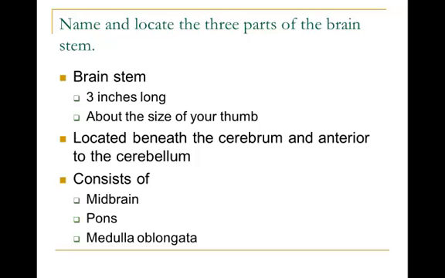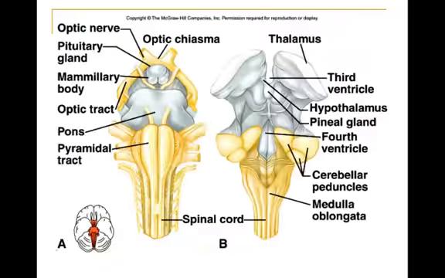The brainstem, as you know, was sort of protected. It's in the middle. So we have our cerebrum, we have our cerebellum, and then our brainstem, sort of this area right here. And really, it's only the size of your thumb, so it's not that big. And it's really important. It has 3 specific parts to it: the midbrain, the pons, and the medulla oblongata.